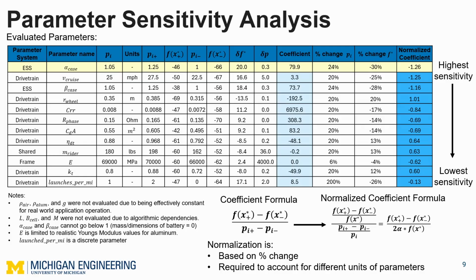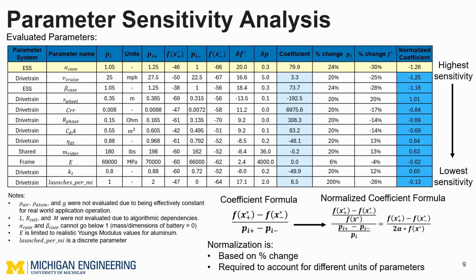Likewise, the sensitivity for Young's modulus E appears to be the smallest at 0, but it also has the largest parameter values. Normalization of the sensitivity coefficient was necessary to compare how changes of parameters of different units affect the resulting objective function for range.